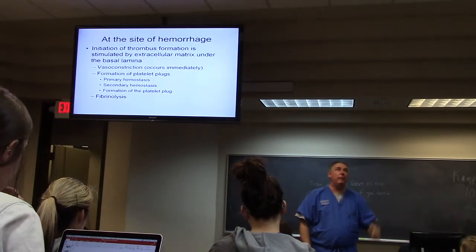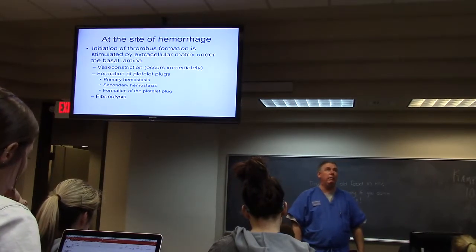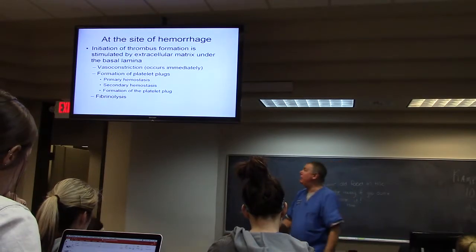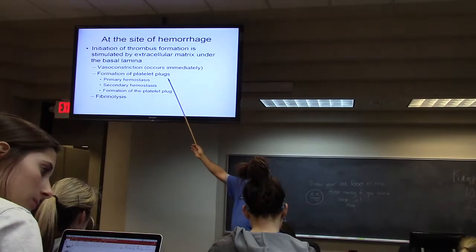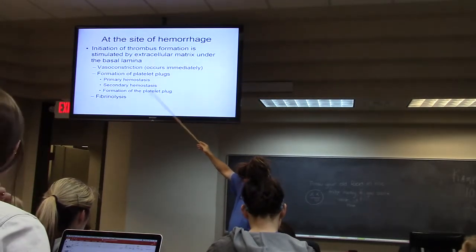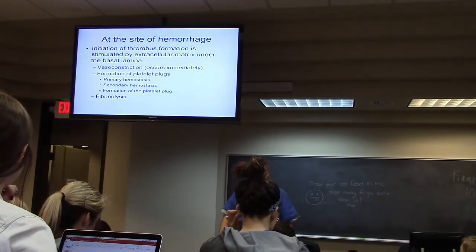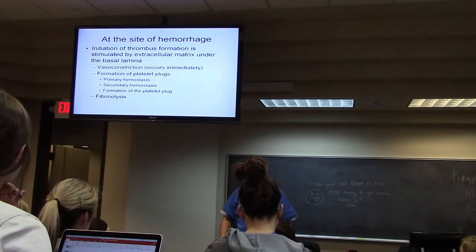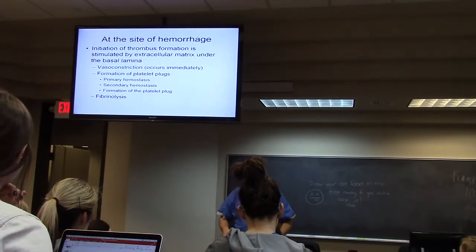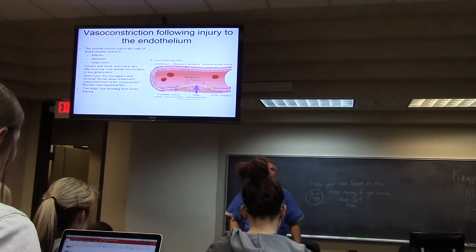All right, so at the site of a hemorrhage, or damage to a blood vessel, any damage to a blood vessel, these are the things that happen. Vasoconstriction, which I think we talked about early on, was one of the first things that happened. And then you get the formation of, I guess you'd call it a platelet plug, that clogs the hole, and then fibrinolysis, which is the removal of the clot, or digestion of the clot.